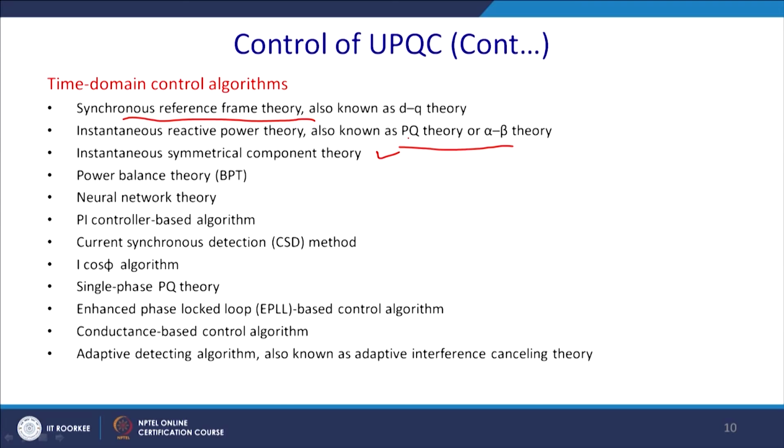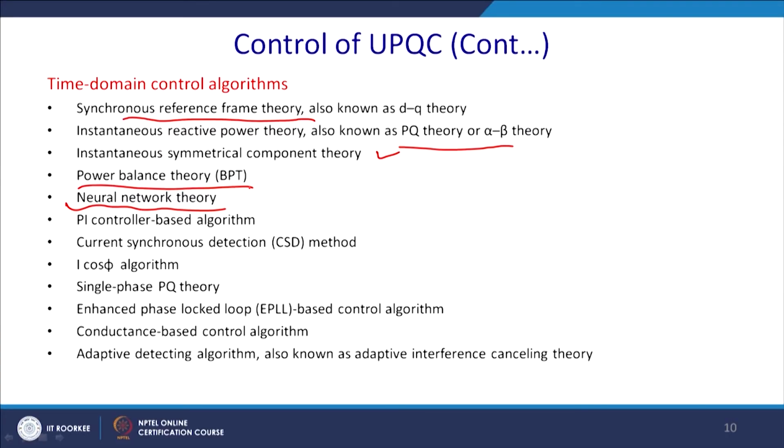Instantaneous symmetrical component theory is pretty much applicable in the case of 3-phase 4-wire systems, and Nabae proposed this theory in 1991, I think. Then there is the power balance theory, where instantaneous power consumption should be zero except the losses, so this component will come out. But most of them use a low pass filter, so there is a delay.